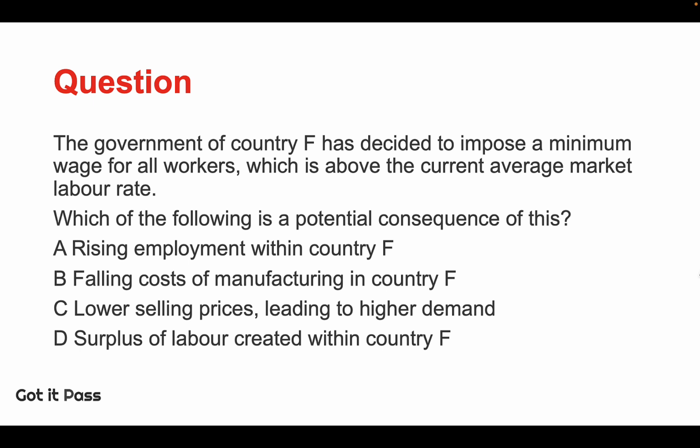So after the discussion, I would like to do this in-class exercise with you, just to give you some ideas for how to answer the question in a logical way. The government of country F has decided to impose a minimum wage for all workers, which is above the current average market labor rate. Which of the following is a potential consequence of this? What are the potential consequences of this minimum wage for all workers?